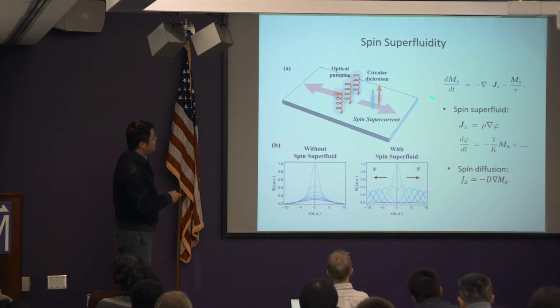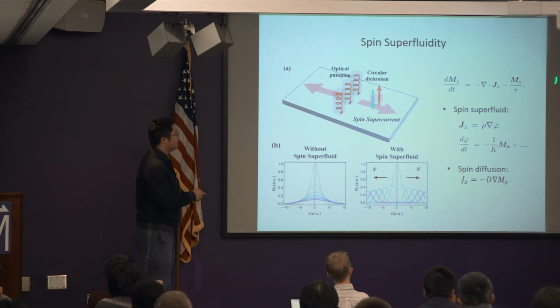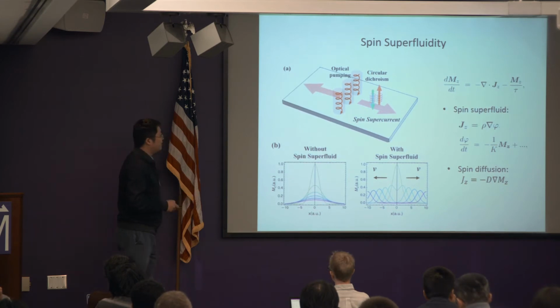The decay of the spin S_z is given by the divergence of the spin current, as well as this second term, which describes the spin relaxation due to, for example, electron-phonon scattering, the spin-orbit interaction, etc. But the important term is this spin current term. In a normal metal, the spin current is purely a diffusive current.